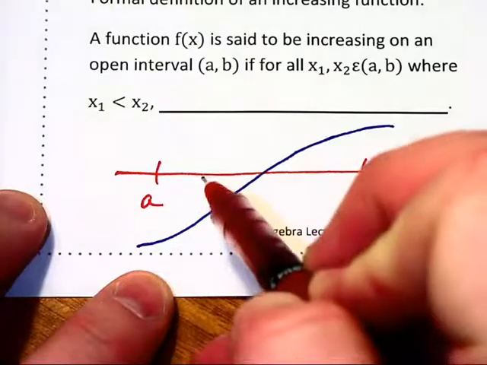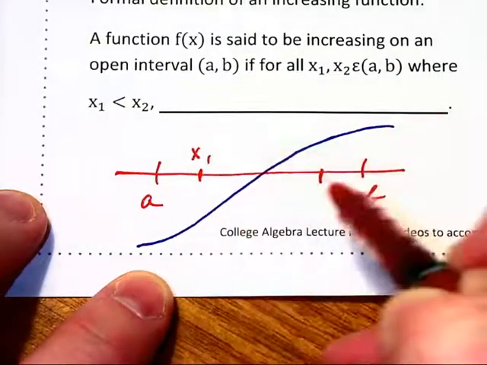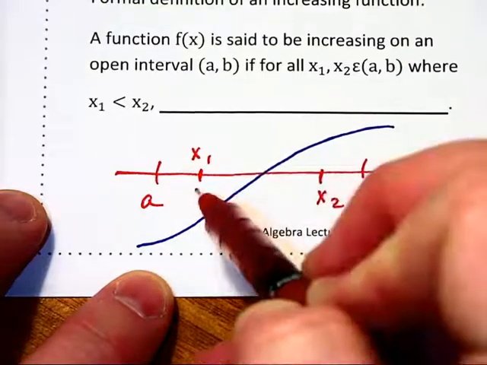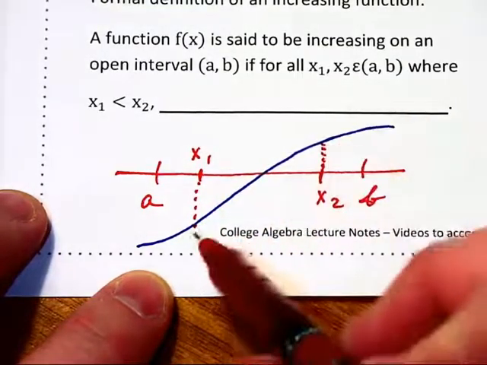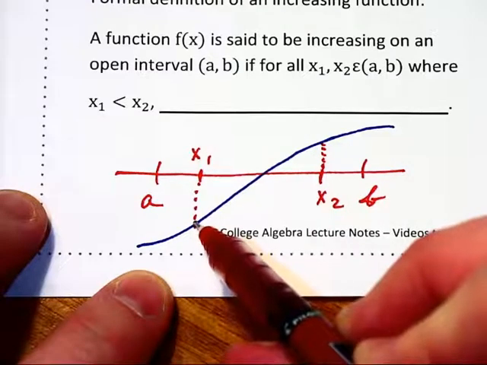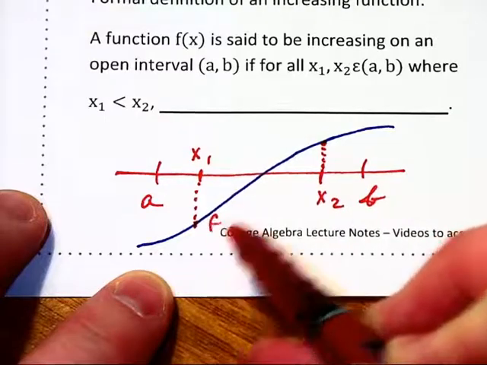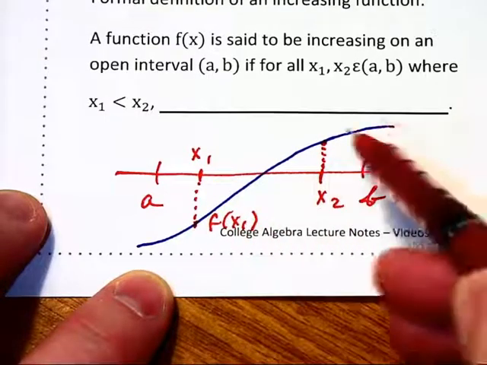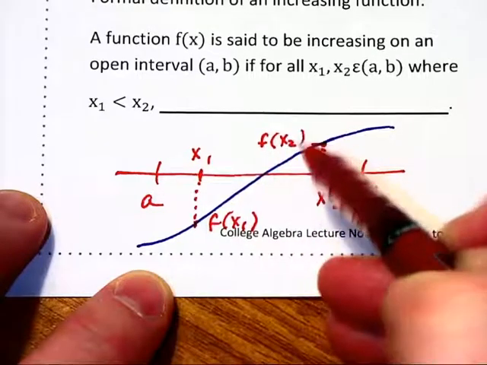That means I should be able to choose any two numbers in that interval, which I'm going to call x1 and x2, and look at the height of the function at those two places. The height at x1 is lower than the height at x2. In other words, f of x1 there is lower than the height f of x2.